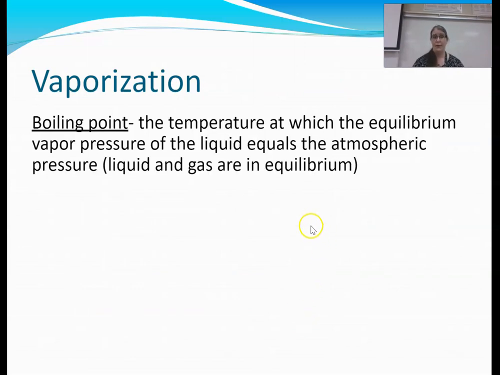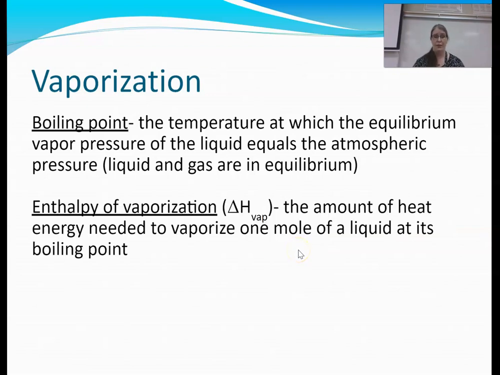Vaporization is what's happening at the boiling point. Of course, the boiling point is the temperature where I have liquid and a gas at atmospheric pressure. And just like we have an enthalpy of melting and freezing, we have an enthalpy of boiling and condensing. And just like with the delta H of fusion, by convention, we always talk about this as a positive number, the amount of heat that's needed to vaporize 1 mole of liquid at its boiling point.